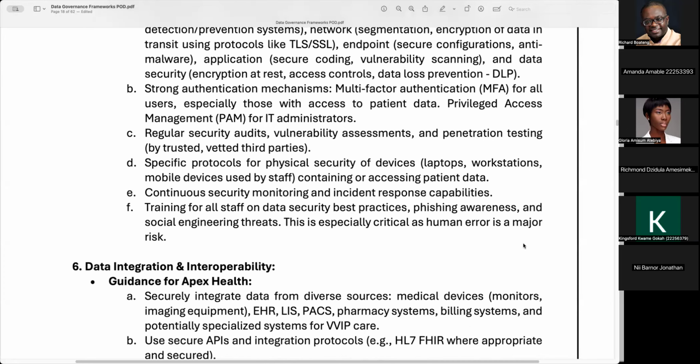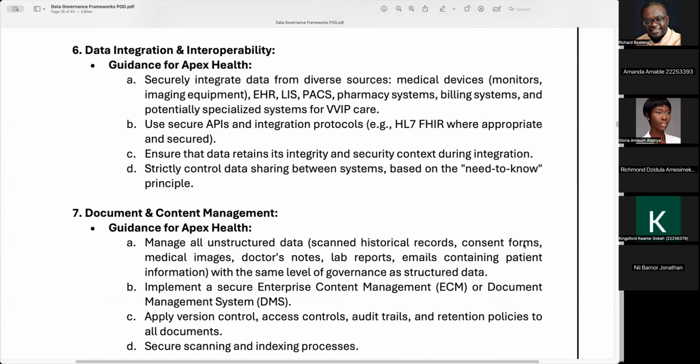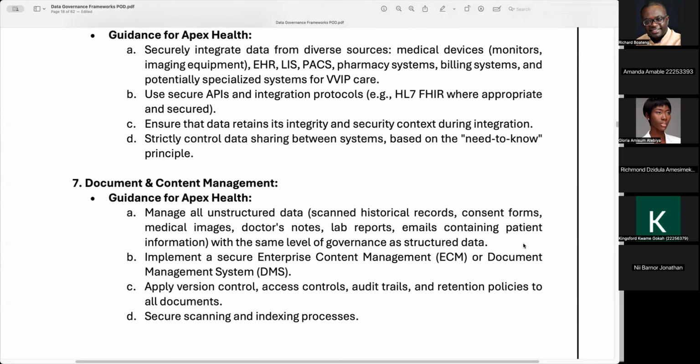Data integration between systems must also be secure and tightly controlled. Absolutely. Integrating systems like the EHR with the Lab Information System, LIS, the Picture Archiving and Communication System, PACS, or any specialized VVIP care monitoring tools must use secure protocols with strong mutual authentication. Maintaining data integrity in the security context during transfers is paramount. Adherence to strict need-to-know access controls must be enforced even at the integration layer, ensuring one system can only access the specific data it's authorized for in another system.